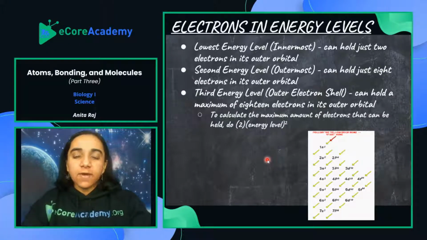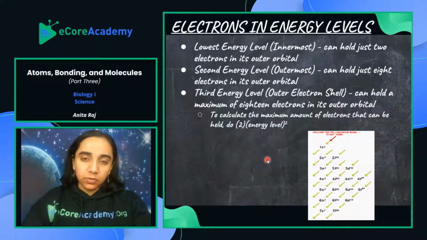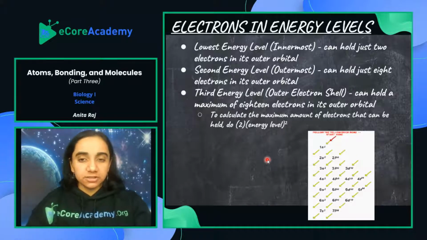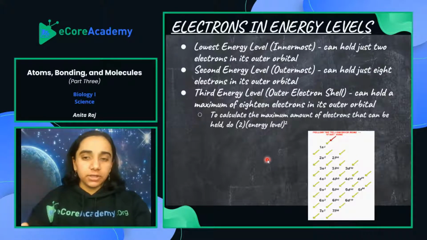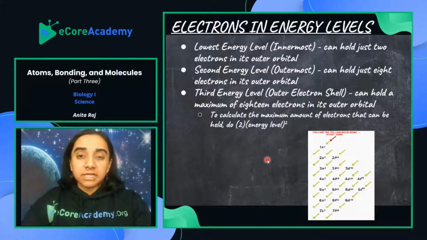So obviously, if you have more electrons, you will have more potential energy. Because this innermost energy level can only hold 2 electrons in its outer orbital, it has the lowest potential energy because it can hold the least amount of electrons out of all the other energy levels. Then you move to your second energy level. It can hold just 8 electrons in its outer orbital. And then you have your third energy level, which can hold a maximum of 18 electrons in its outer orbital.